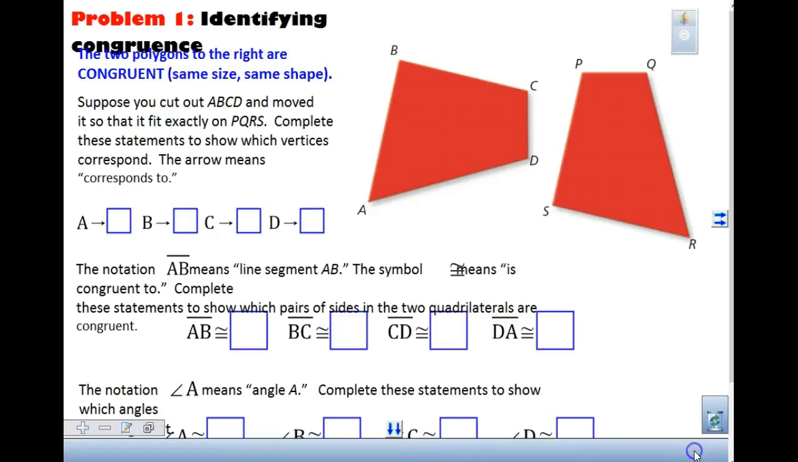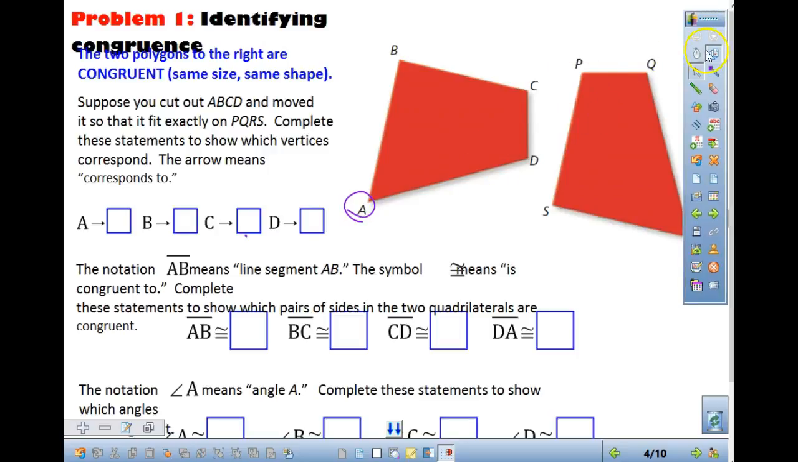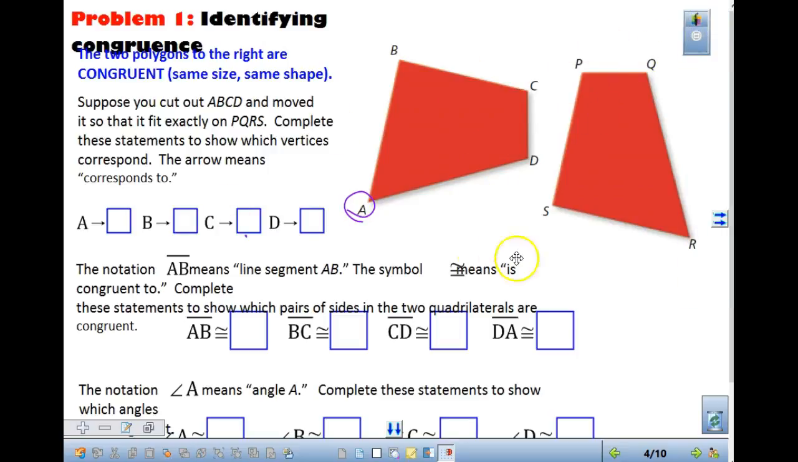So as we are looking at that, that's going to be one of the things we look at. As we are looking at this, it says, okay, let's look at this picture. What does A have to correspond to? So A is in this picture. Where would that be? If they tell us ABCD has been moved so it fits exactly PQRS, A matches up with which letter? A and what? A and R, right? So if I'm looking at A and R, B should match up exactly with S.